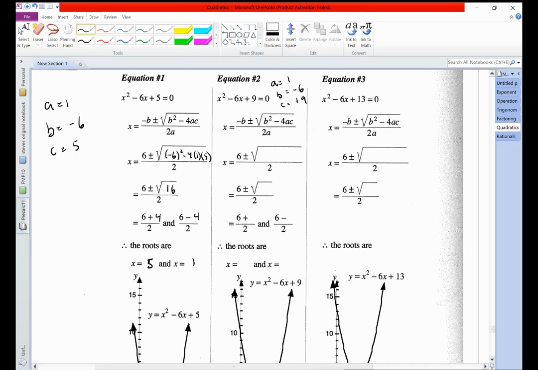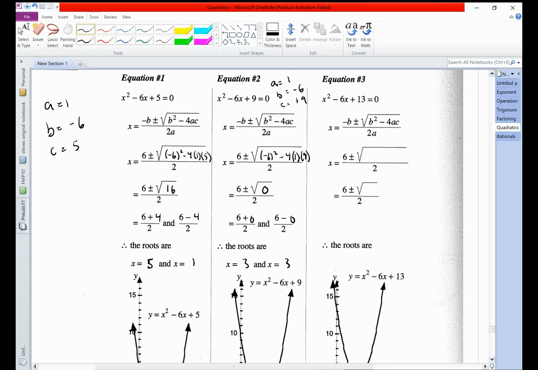B squared is going to be -6 squared, minus 4, 1, and then multiply by 9. And when we punch that all in, that square root is the square root of 0, and the square root of 0 is just 0. So now we have 6 over 2 and 6 over 2. So our roots are actually going to be the same in this case.